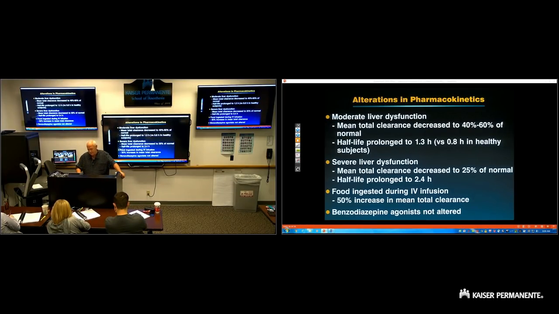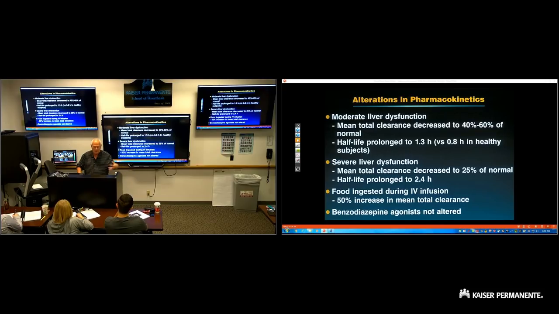Check this one out. Food ingested during IV infusion. So I'm not sure what that means. We don't feed the people in the middle of the operating room. I assume this means in the ER or somewhere. And that increases the clearance. 50% increase in clearance. Why do you think that would happen? It's pretty simple.